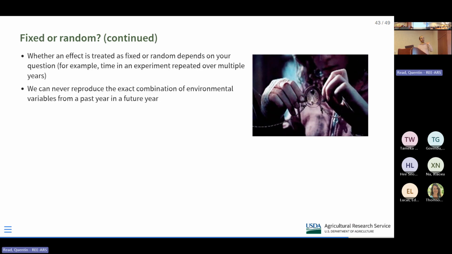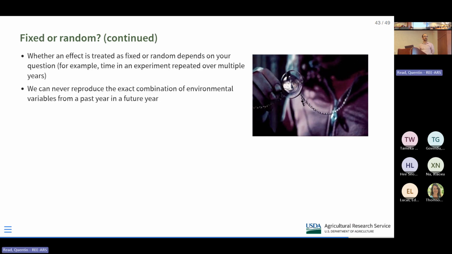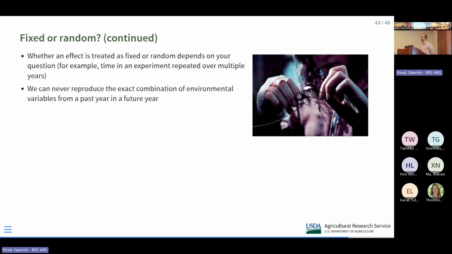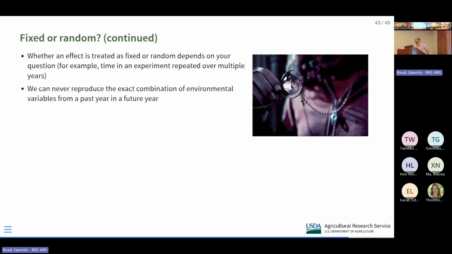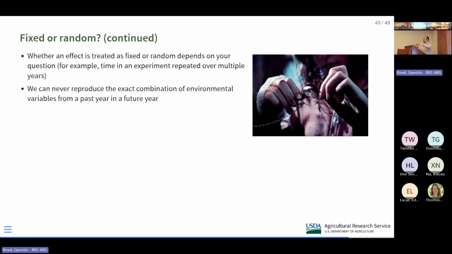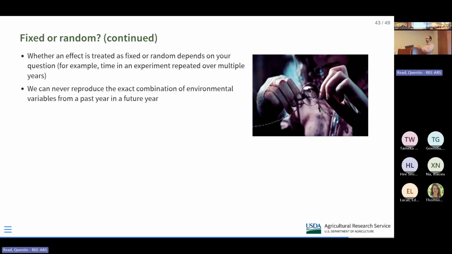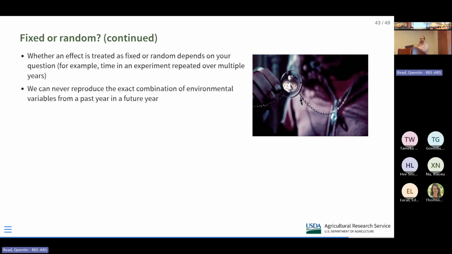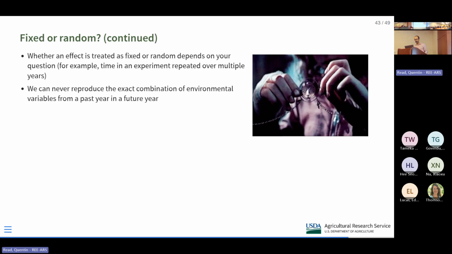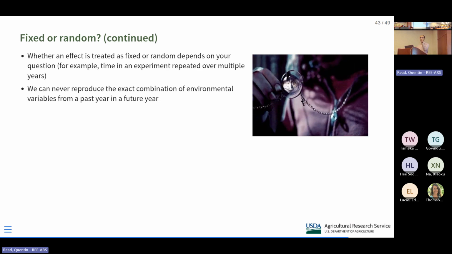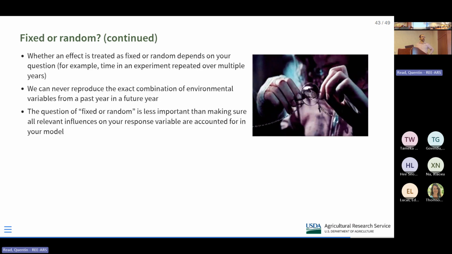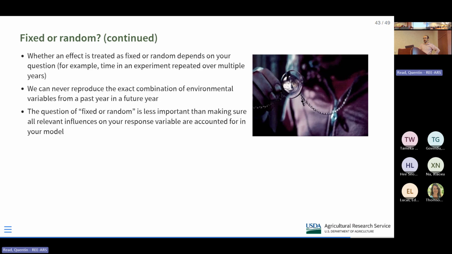Yeah, because, you know, I put the thing from Harry Potter, because you can never go back in time. If you repeat an experiment over time, you could never exactly replicate the environmental conditions or the lab conditions from a specific time again in the future. It's completely unique. So yeah, it depends on your question.